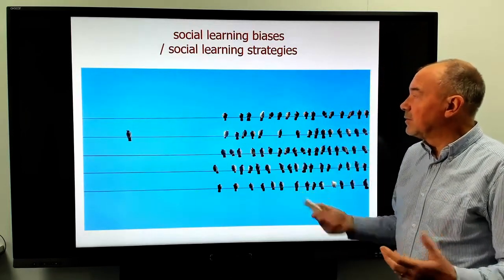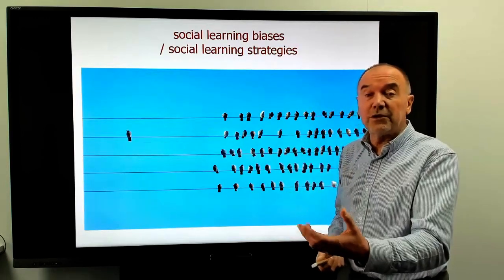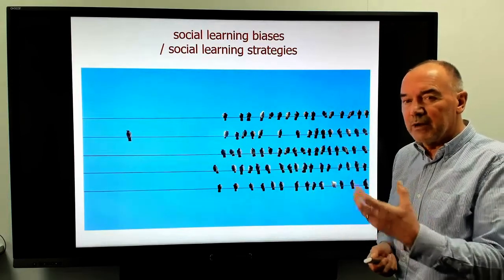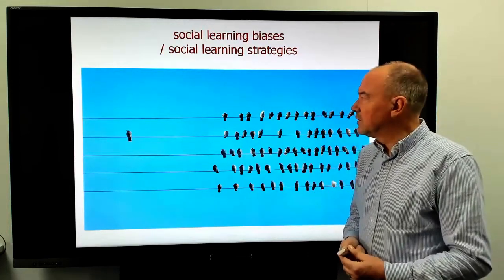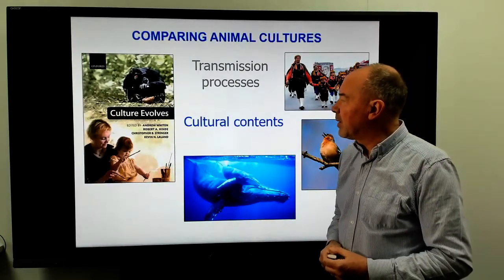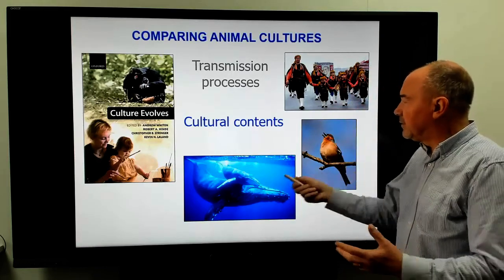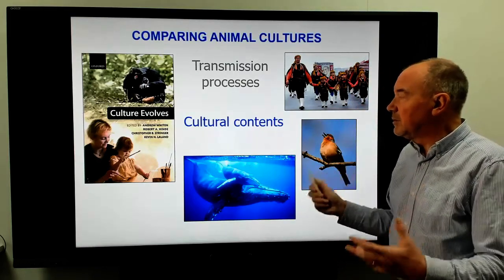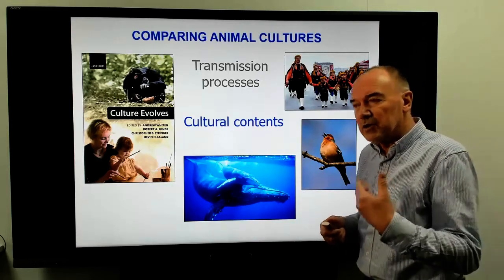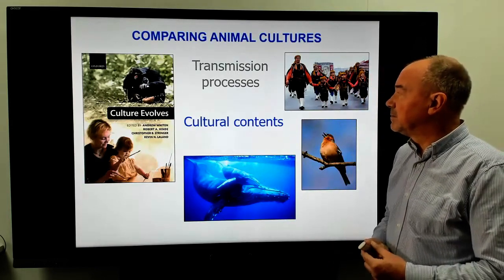And there are other examples of this, such as copying high status individuals, because with high status individuals, there's something about them that's special, and therefore they may be good ones to copy. So those are transmission processes we can compare, and might find differences between different kinds of animals, but also some shared capacities, such as that basic stimulus enhancement notion seems to be very widespread.